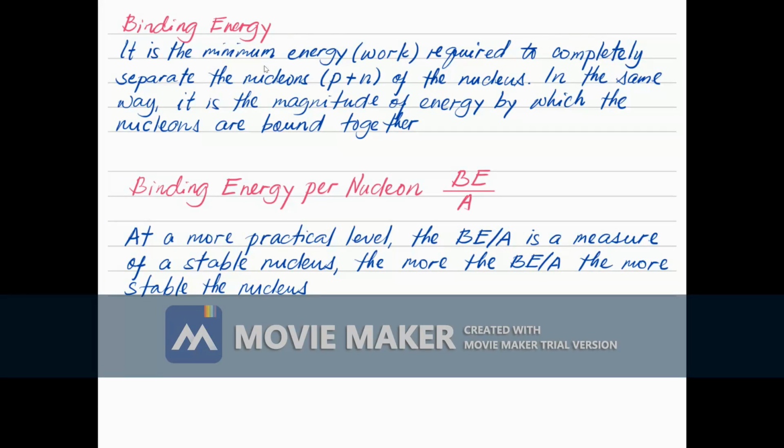So if you want to separate protons from neutrons in a nucleus, you have to have a certain amount of energy, which is the binding energy. And the binding energy per nucleon usually indicates the stability of a nucleus. So the more the binding energy per nucleon, the more likely the nucleus is to be stable.